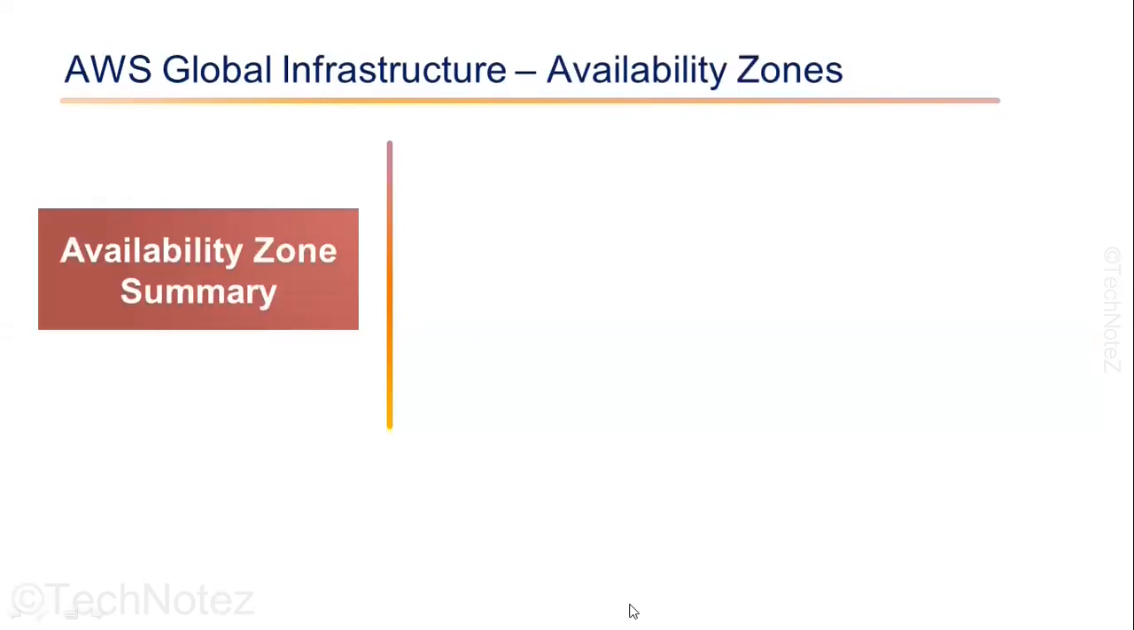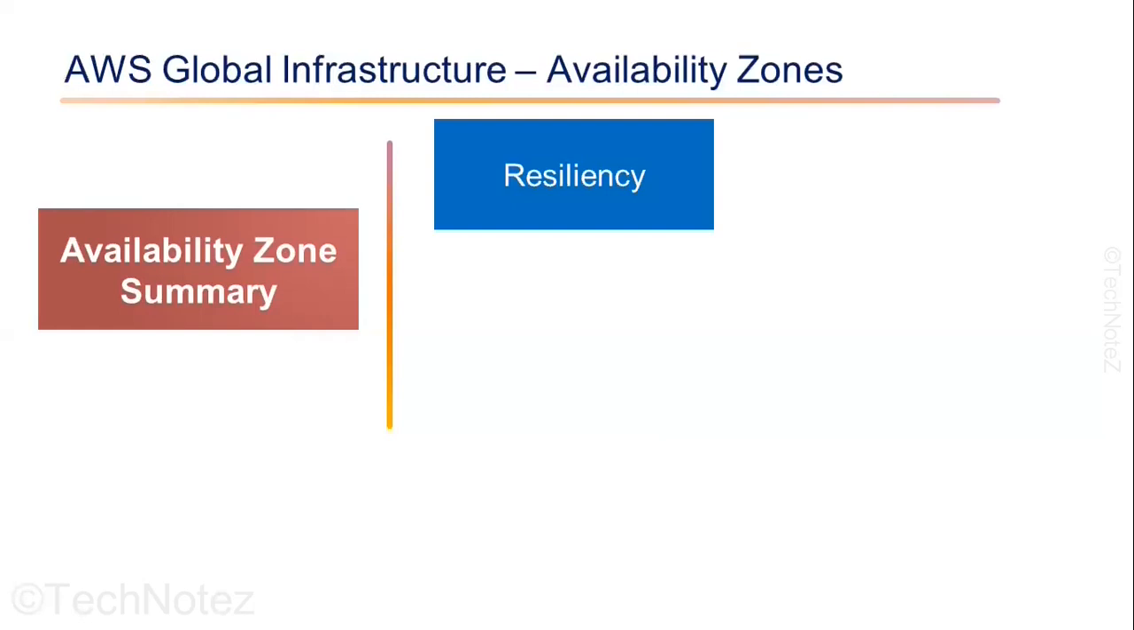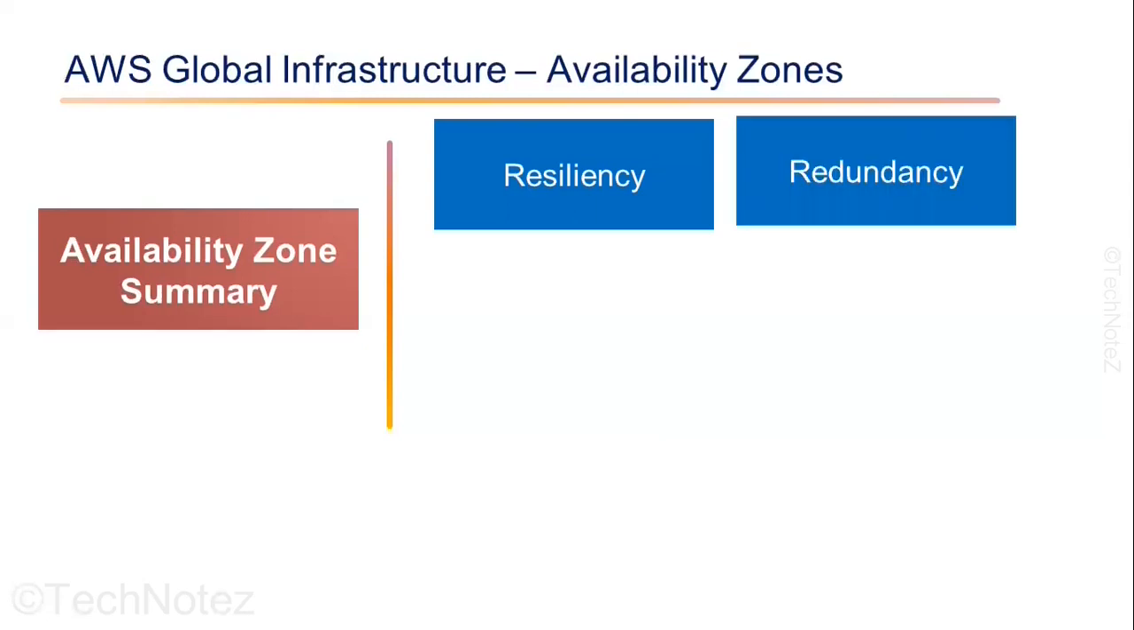1A. So we talked about AWS availability zone. Let's quickly summarize the key points of availability zone. Resiliency. Each AWS availability zone is a physically separate and independent data center with its own power, cooling, and networking infrastructure. Redundancy. AWS deploys multiple availability zones in a region to ensure high availability and fault tolerance of your application. In general, there are at least 2 and up to 6 availability zones per region.